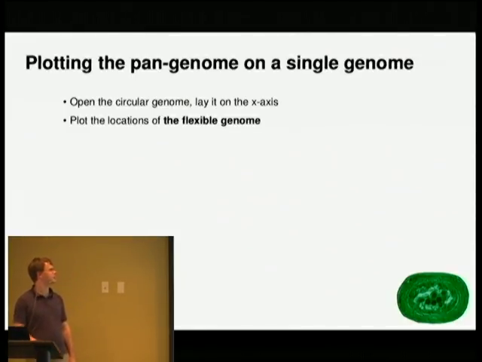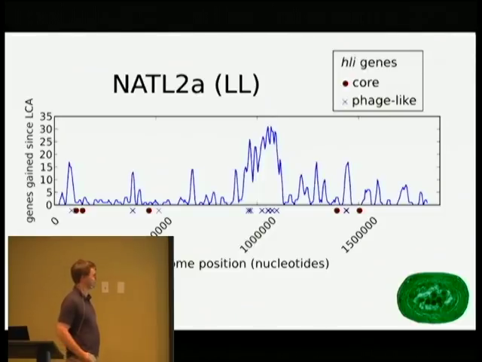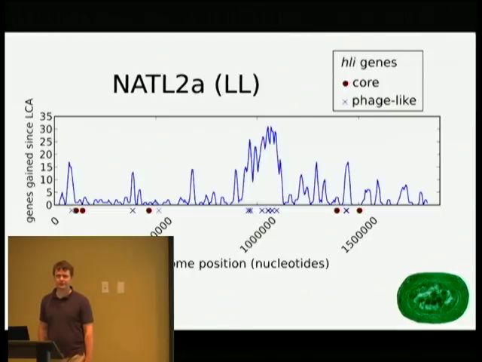And the same is true of another figure I have to show you here, and that's plotting the pan genome on a single genome. So the genome is circular, but we usually plot it as opening it up and laying it flat on the x-axis of the plot, and then you can plot things on top of that x-axis. And here, what I'm showing you is basically where the genes of the flexible genome, or the genes that are not shared between all prokaryotes, are clustered.